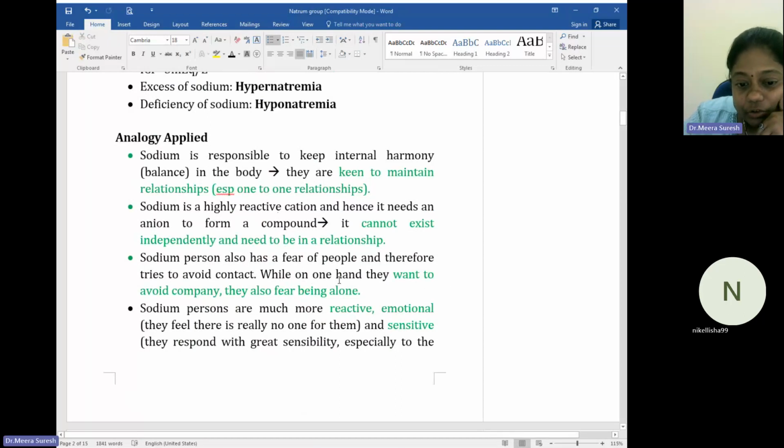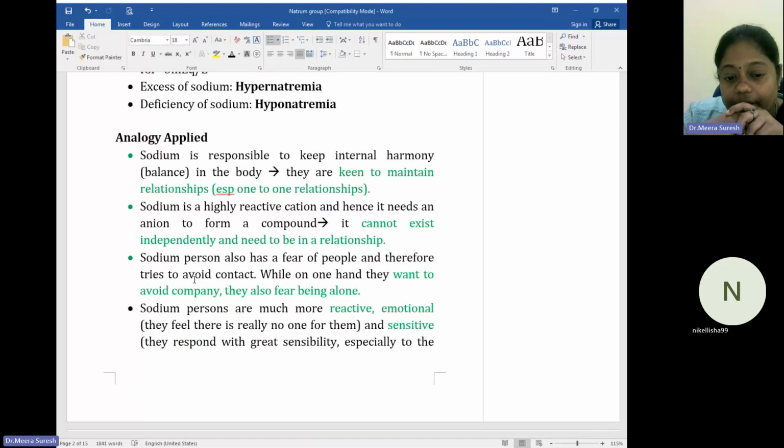Sodium persons also have a fear of people, and therefore they try to avoid contact. However, they avoid company but they also fear being alone. So it is more like they don't want to be in a crowd or a group of people. If a one-to-one relationship is there, then they are happy. They can't live alone or independently. Not independently in the current sense, like financially independent, but they want that emotional attachment, a close relationship always in their life. They can't live without that emotional attachment.